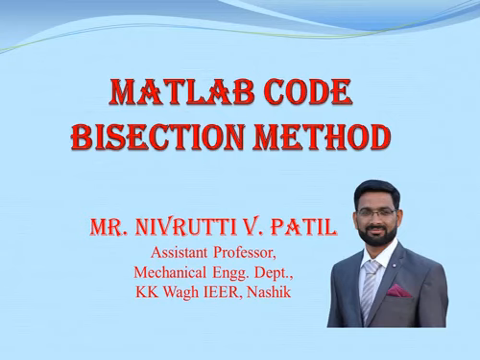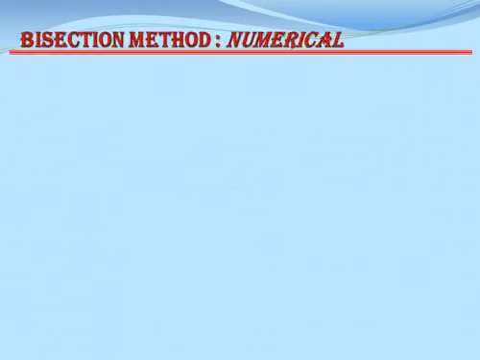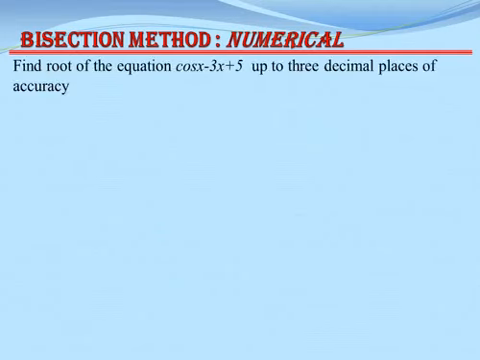In this video we are going to see the MATLAB code used for the bisection method to get the solution of the equation. Bisection method is a bracketing method, so we are using two initial guesses to get the solution. Let's consider the numerical. We need to find the root of the equation cos x minus 3x plus 5 up to 3 decimal places of accuracy.